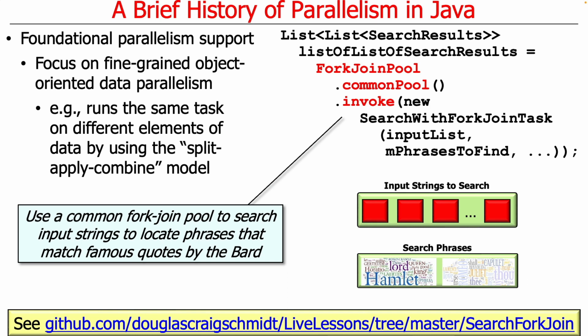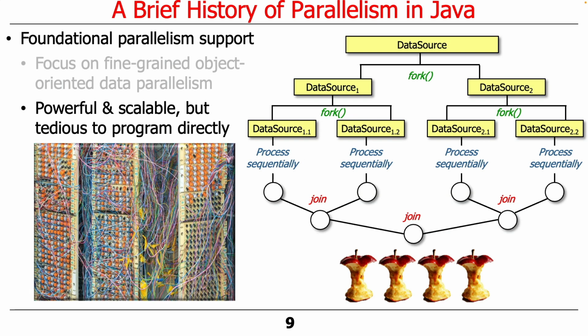A good example of this is something you can find in my GitHub repository. It uses the common fork join pool to search input strings to locate famous phrases by William Shakespeare, where each input string corresponds to a work of Shakespeare, like Hamlet or Macbeth. And then we have another file that has famous quotes, and it goes and looks for them and tries to find out where they occur. So that's a good example of a very embarrassingly parallel problem.